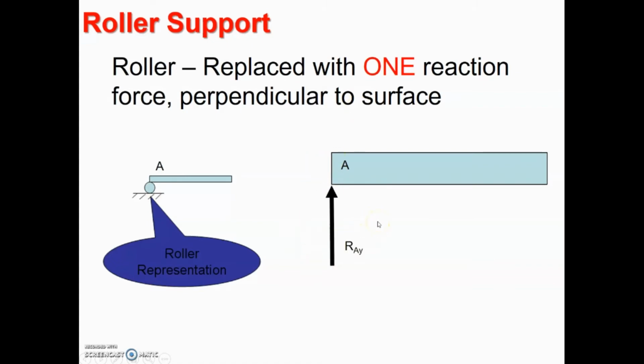And so we're going to name that based on the joint that it's on and the location that it's at. So we're going to call this force RAY. R tells us that it's a reaction force. A tells us that it is acting upon joint A, and Y is telling us that it is in the Y direction, or the up and down direction. Now technically we don't know if it's up or down, but later when we do calculations it will tell us that. So for now we can just have it pointing up. So a roller we are replacing with one force perpendicular to the surface.